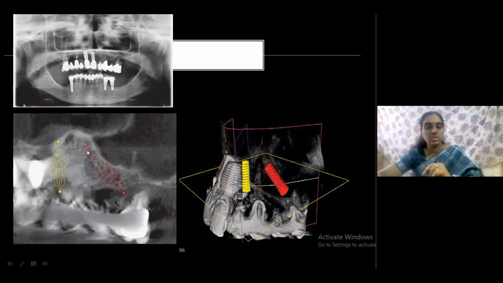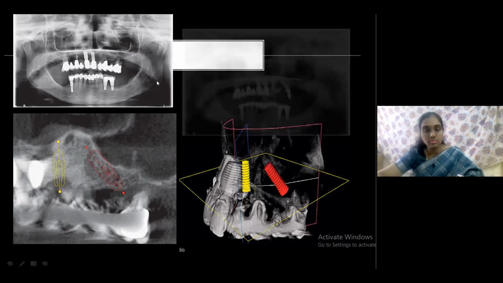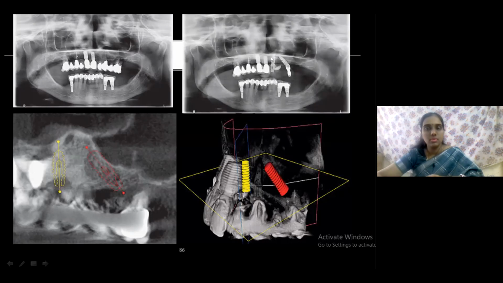Of course, in cases of angulated implant placement, 2D radiographs will not help, because you could see that there is an angulated measurement here exactly at the floor of the maxillary sinus, and CBCT will be helpful in placing angulated implants. You could see the post-op radiograph here.